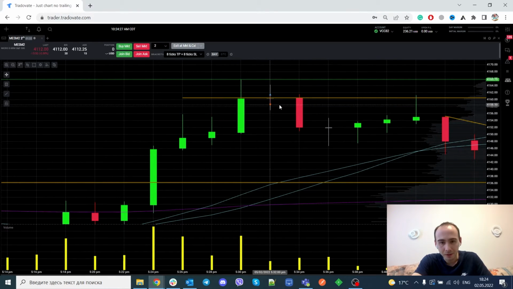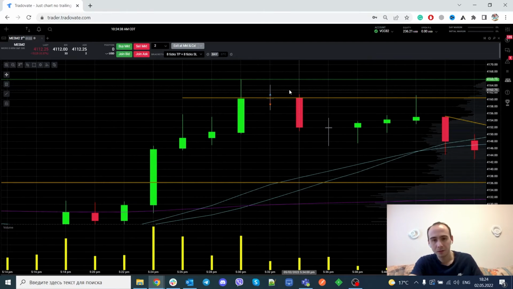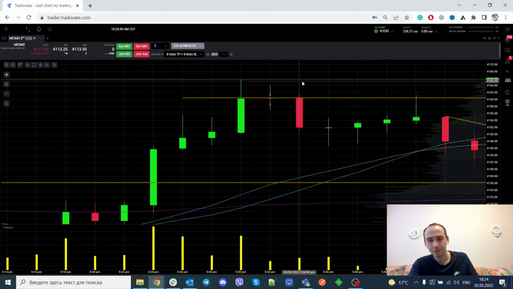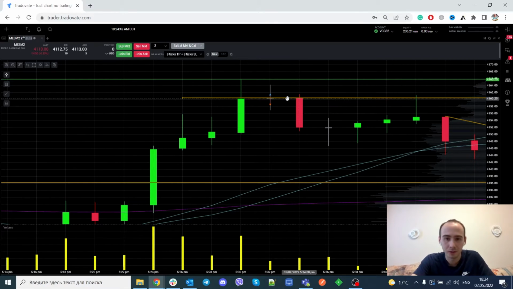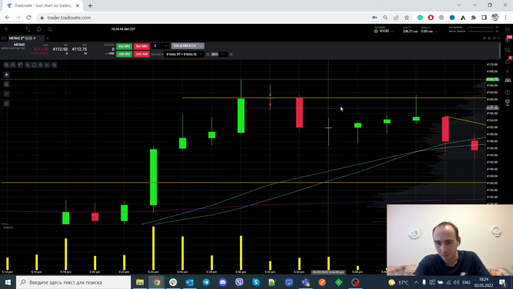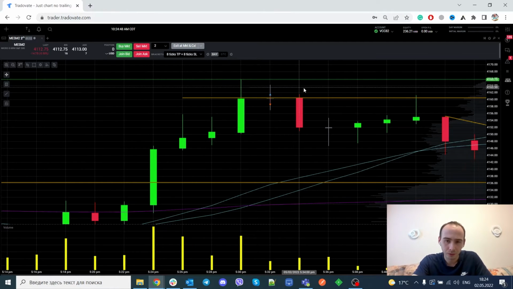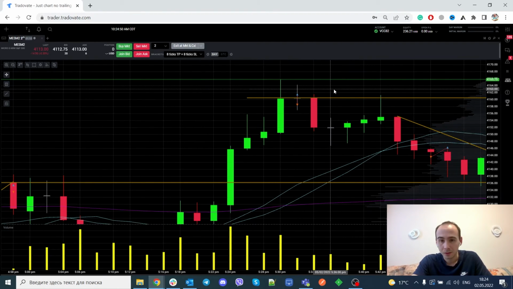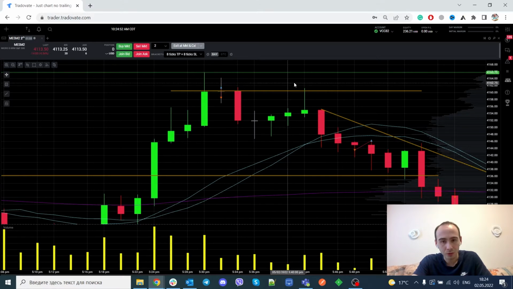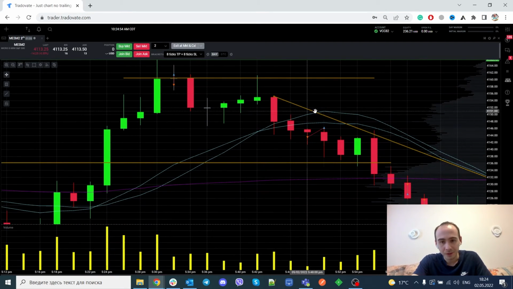But I understand that in general the stop loss should be below the bar, and in this case I would gain my 2 points over here, but I do not want to risk 10 points to get 2. So yeah.